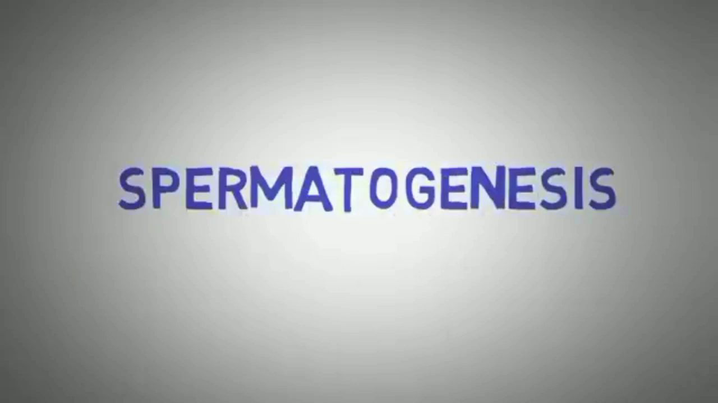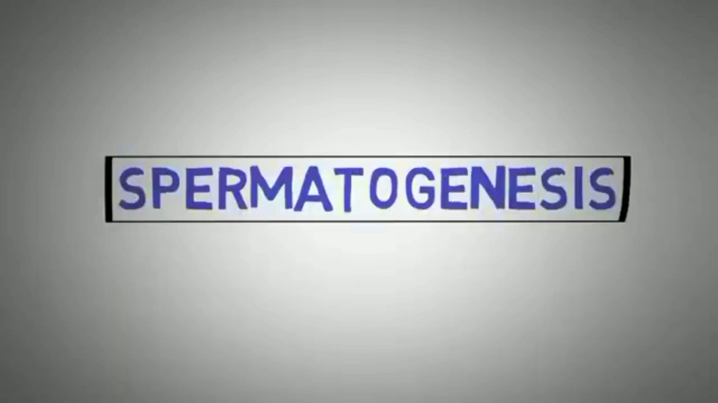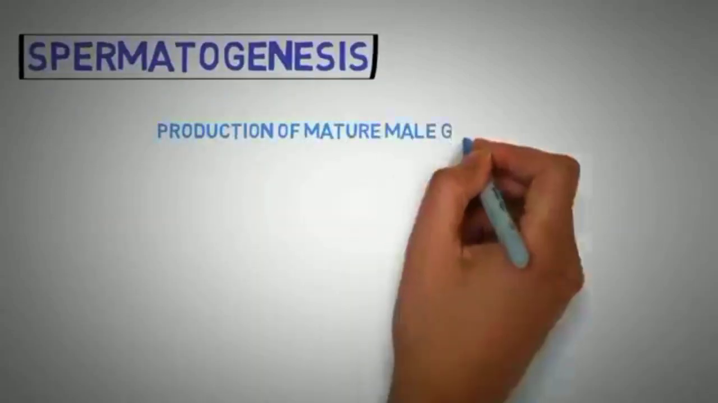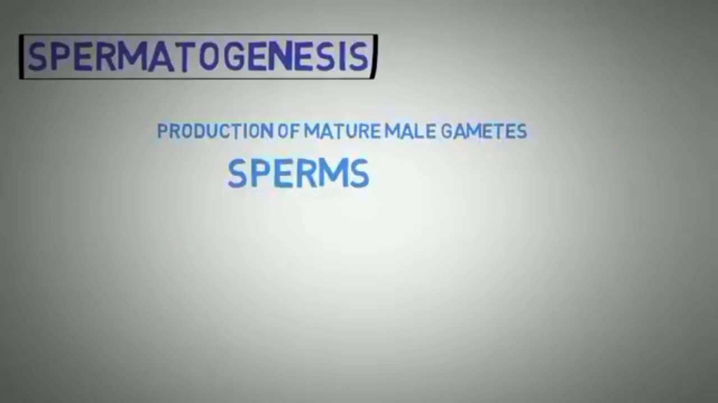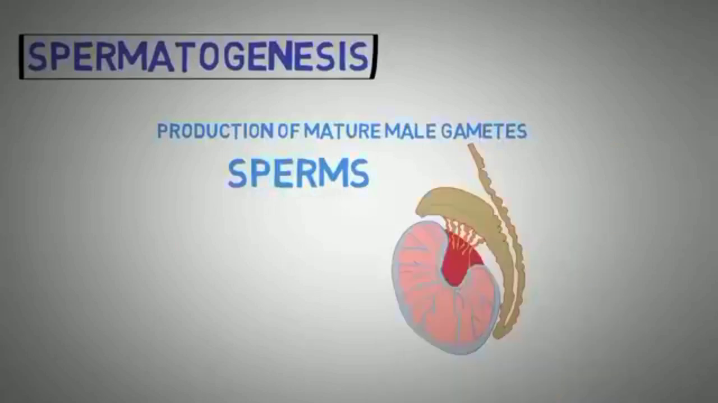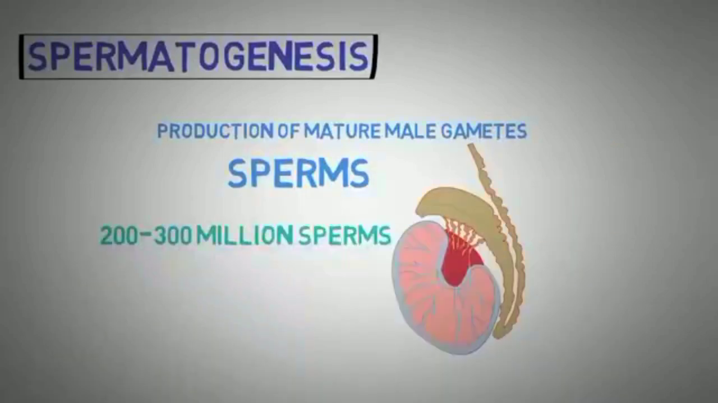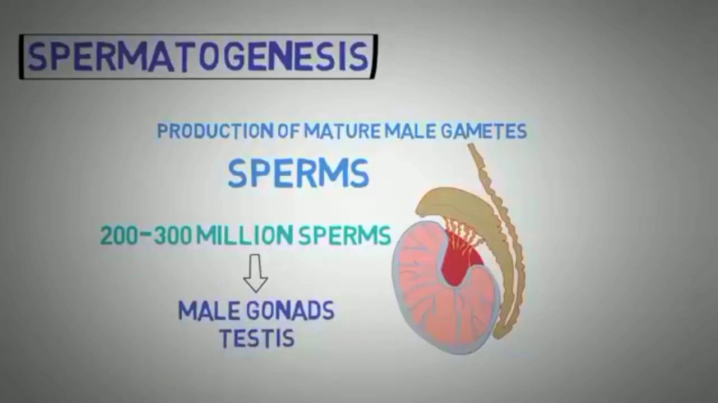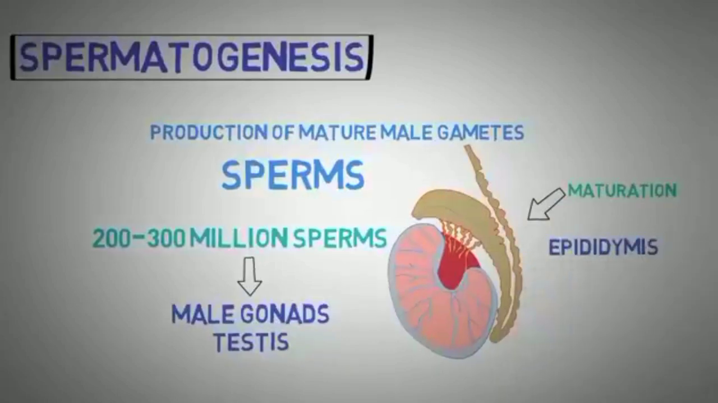Now let's look at gamete formation, starting with spermatogenesis. Spermatogenesis is the production of mature male gametes called sperm or spermatozoa. About 200 to 300 million sperms are produced daily in the seminiferous tubules of the testes. These immature sperm undergo a process of maturation in the epididymis to form mature sperm cells.